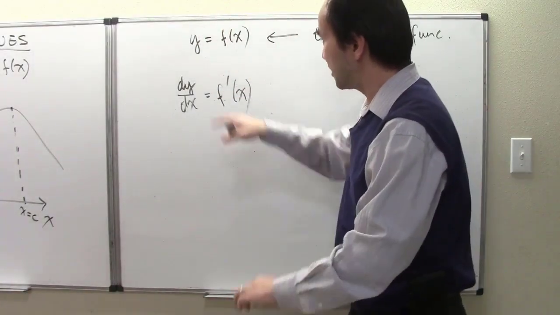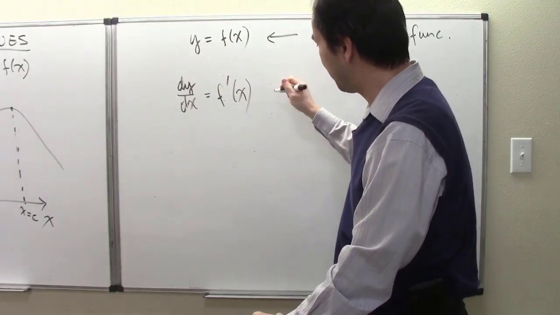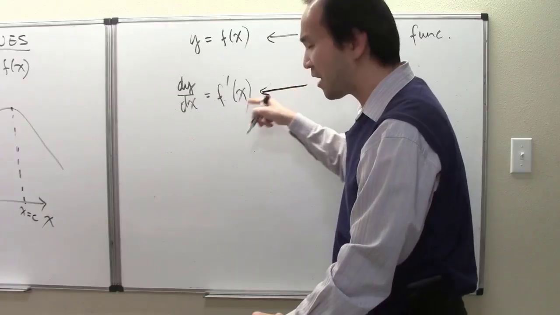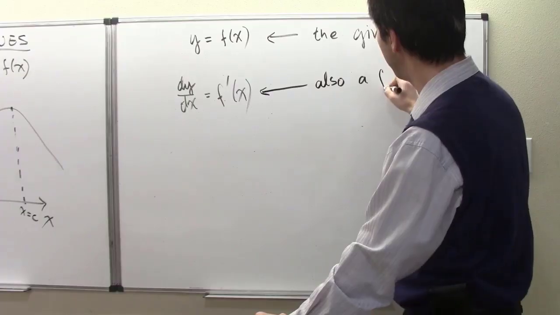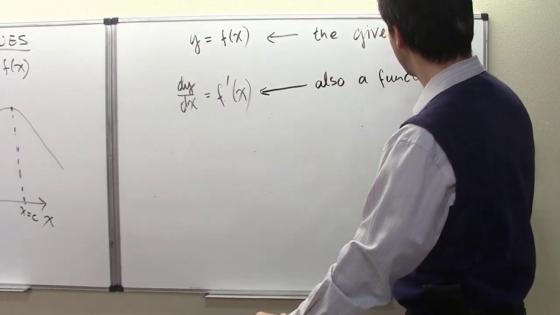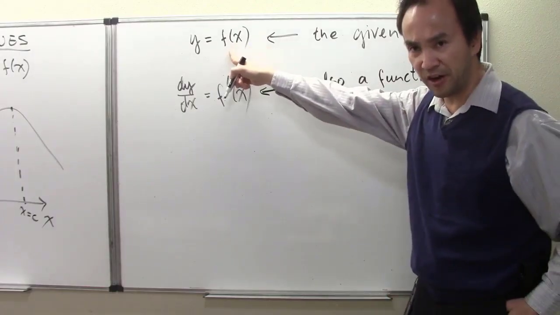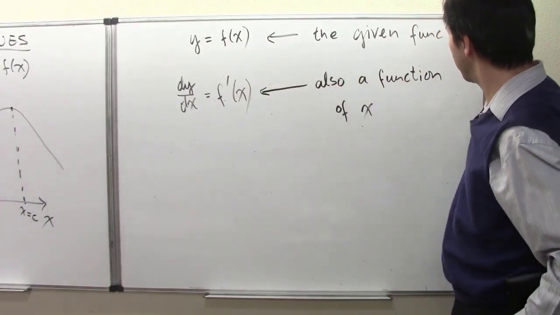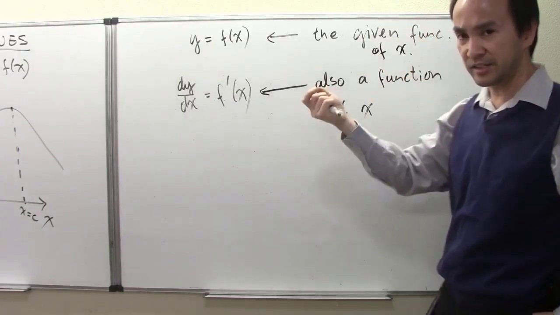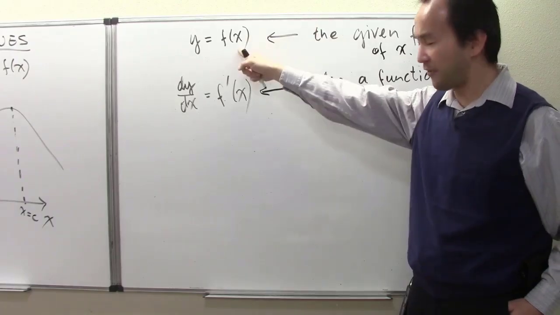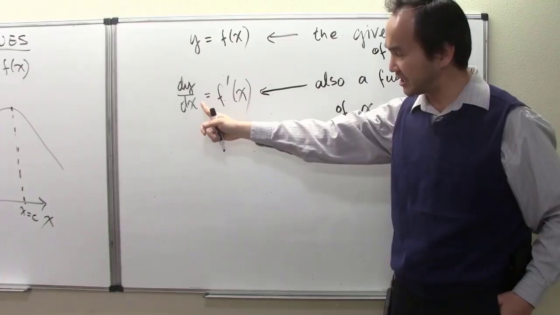So starting with a function, after taking the derivative, we've learned and hopefully have become fluent with the idea that f prime of x itself is also a function of x. And needless to say, that beginning function right here is the given function, or more precisely, the given function of x. So we're taking x as the input variable, and the given function here is whatever function that is.